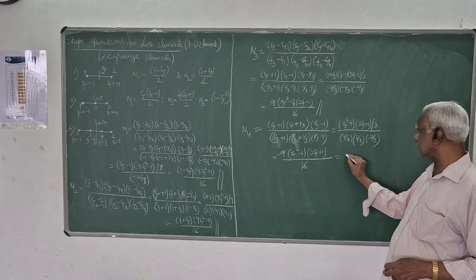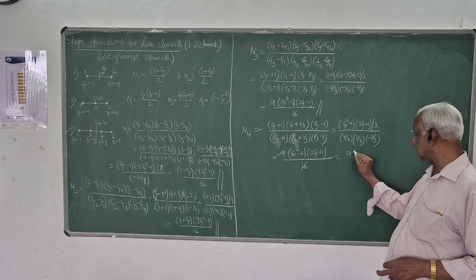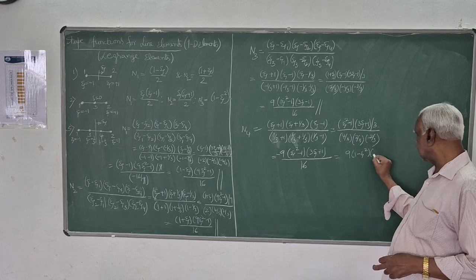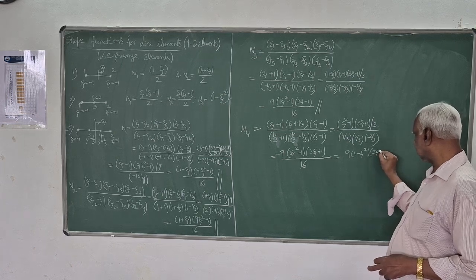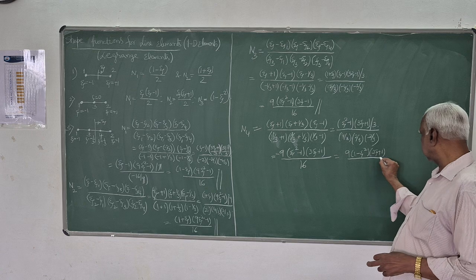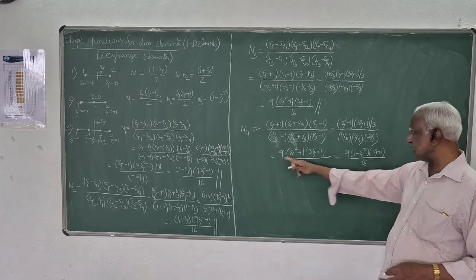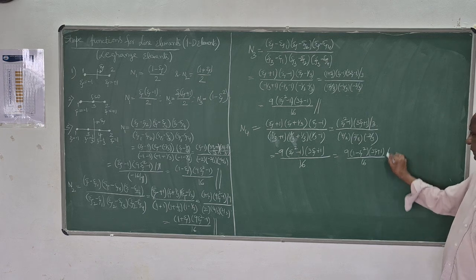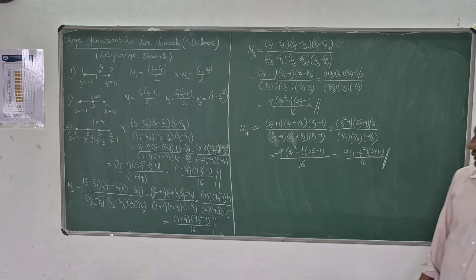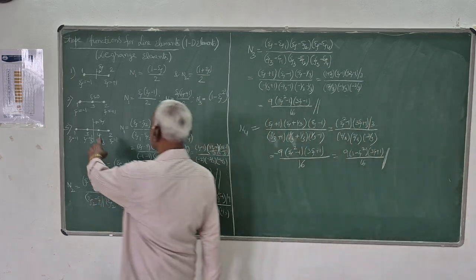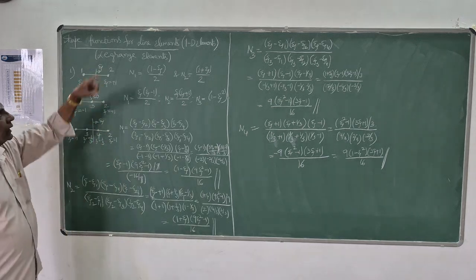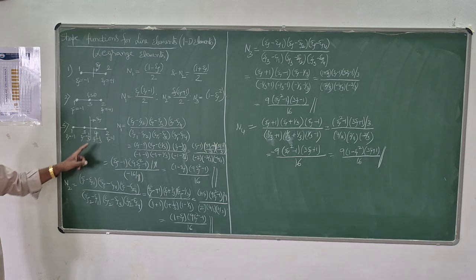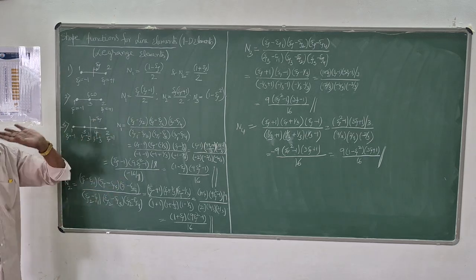So all these things make it as 9 into 1 minus Z square into 3Z plus 1 divided by that, the minus sign taken inside. So this is the shape function for this cubic line element, one element. There are 4 nodes, 4 shape functions.